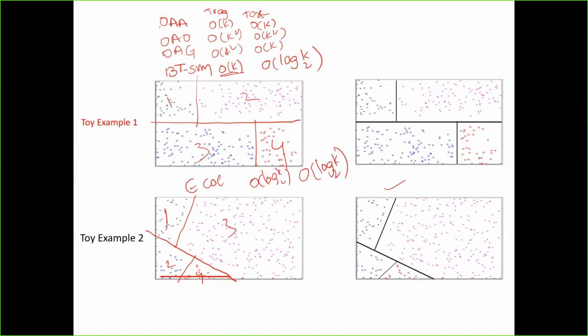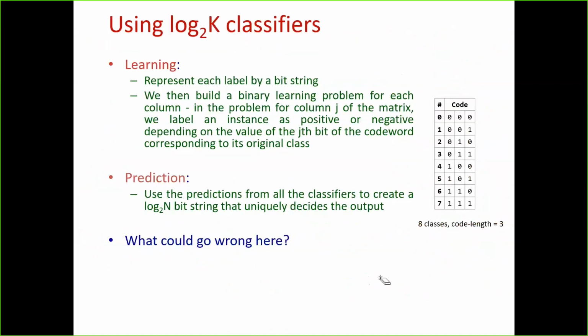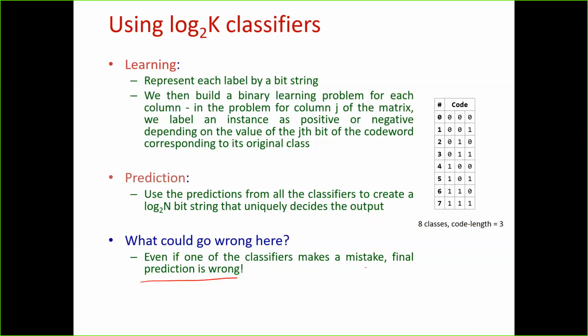But what is the problem with this method? Even if one of the classifiers makes a mistake, the whole thing goes wrong. Let's say instead of predicting 0, it is predicting 1. The whole interpretation will go wrong. Now it will become class 6. So even if one of the classifiers makes a mistake, the final prediction is wrong. This is the problem with this method.